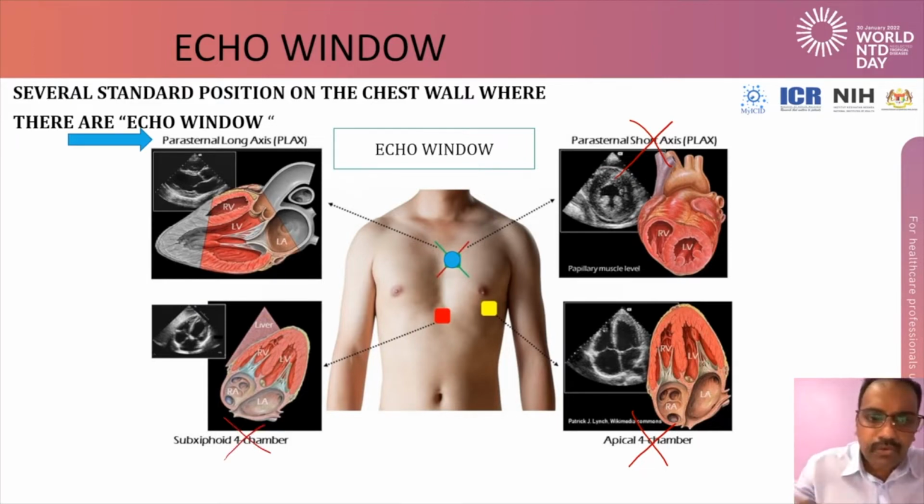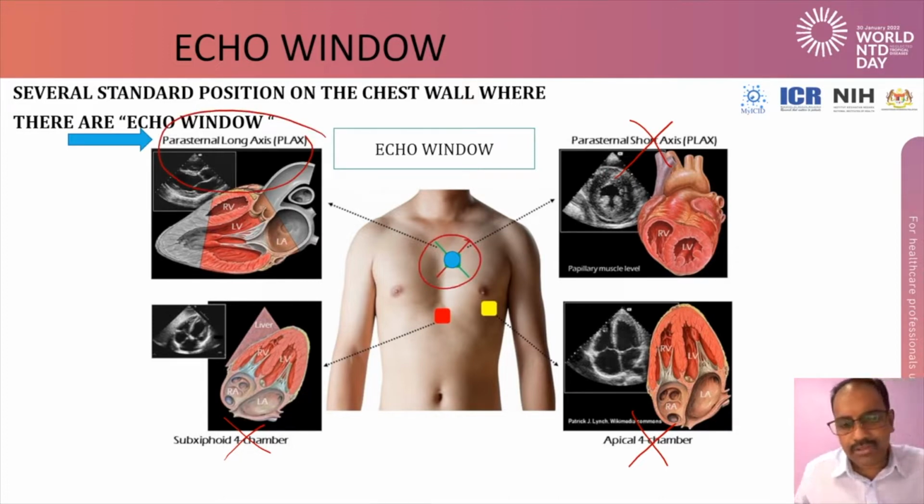So let's only focus on one view and one point, that is about the 3rd or 4th intercostal space, left sternal edge, and our focus will be looking at the LV function and LV collapse or LV kissing. That's one of the most common things that needs to be picked up in hypovolemic shock in dengue.